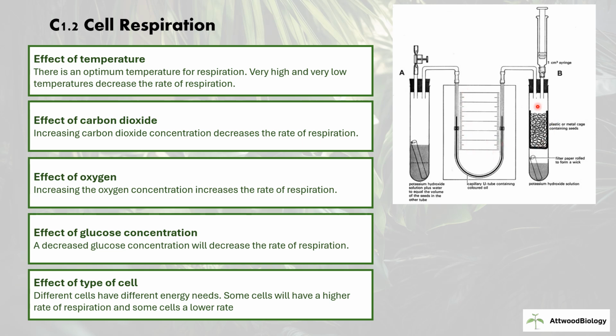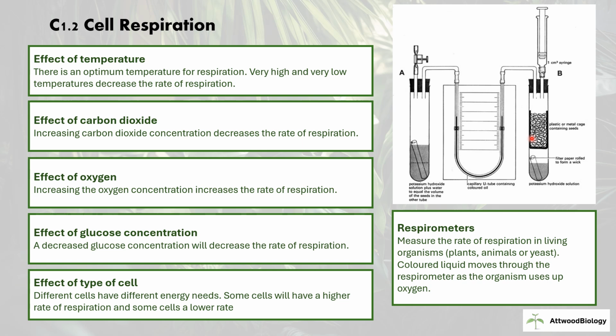So what happens is the seeds will respire, they will take in the oxygen, and it will suck up this coloured water, so you can calculate how much or how far that water has travelled. And if you have the diameter of the tube, you can also calculate how much of the water is moving in, and therefore the volume of oxygen that might be used in a specific time by the seeds.